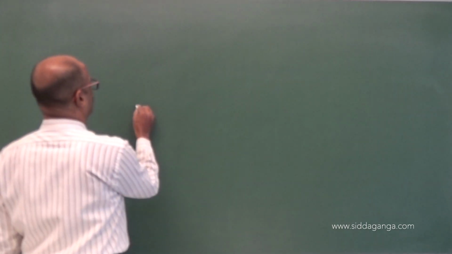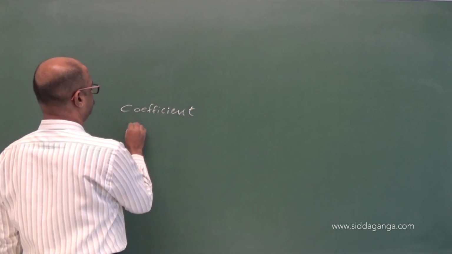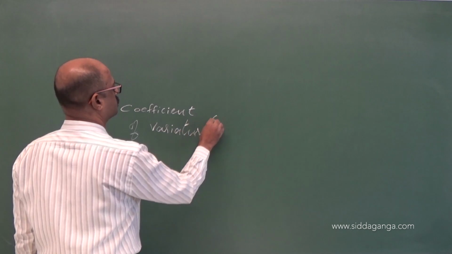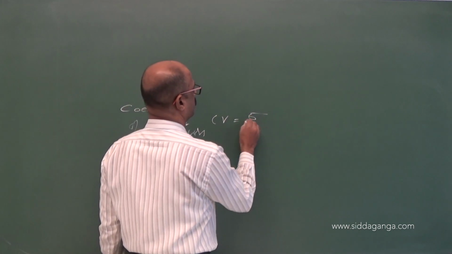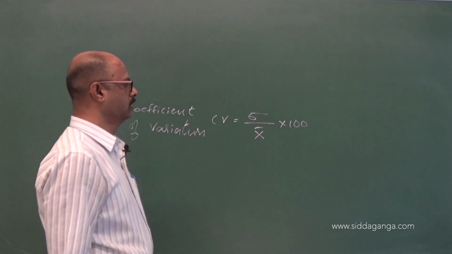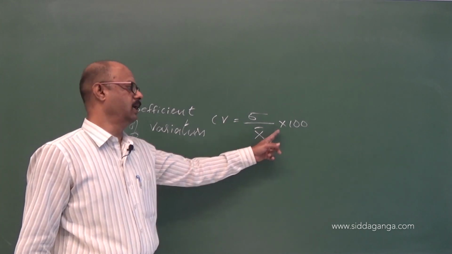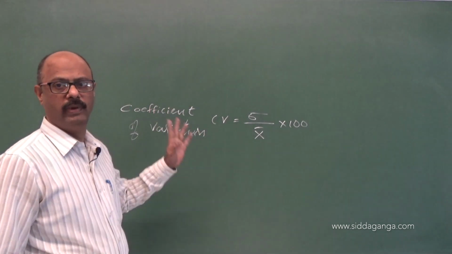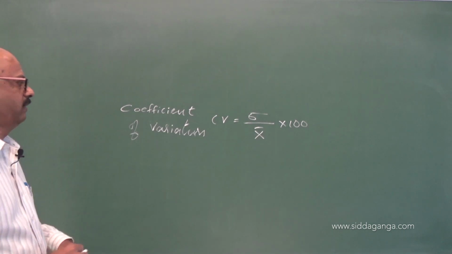Next, we'll go for coefficient of variation. Coefficient of variation, usually in short we denote it as CV. CV is given by sigma divided by x bar into 100 is the formula to find the CV. Where sigma stands for standard deviation, x bar stands for mean, into 100 is CV. What is CV? Coefficient of variation. So, comparison of two frequency distribution with the same mean.